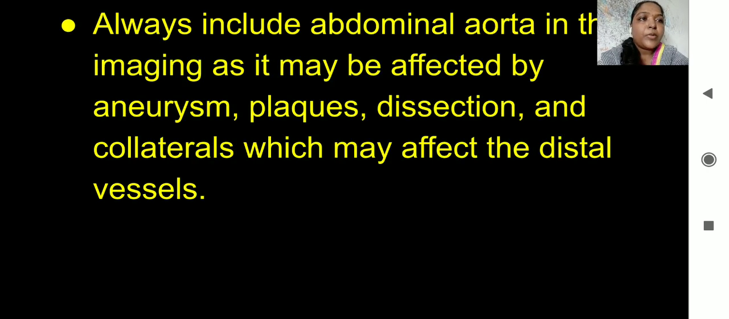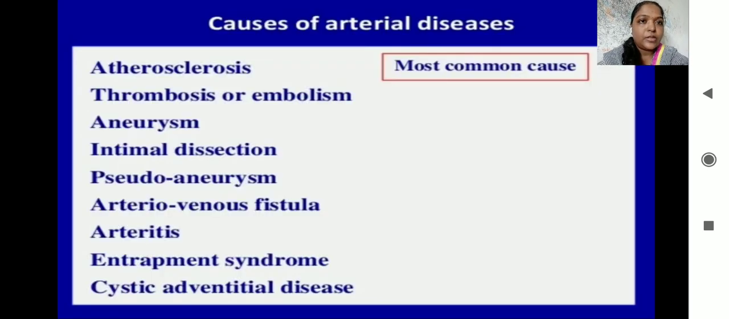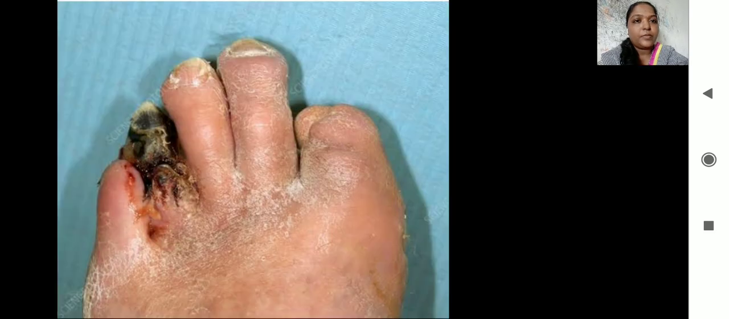Always include the abdominal aorta in the imaging, as it may be affected by aneurysm, plaques, dissection and collaterals, which may affect the distal vessels. The common causes of arterial diseases are atherosclerosis, which is the most common cause, thrombosis, aneurysm, intimal dissection, pseudoaneurysm, fistula, arteritis, entrapment syndrome, etc. This is the image of gangrene of the digit.